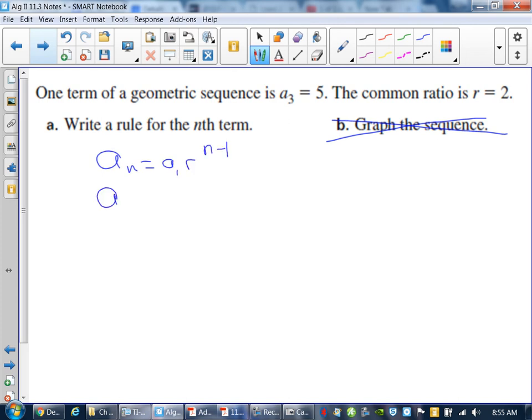Fill in what you know. The 3rd term will be the first term times the rate to the 3 minus 1, but my rate is 2, so 2 squared. And my 3rd term is 5. What's 2 squared? 4. So how do you get that first term by itself? You multiply by the reciprocal and you wind up with 5/4 as your first term. And then just rewrite that. And that's all it is.